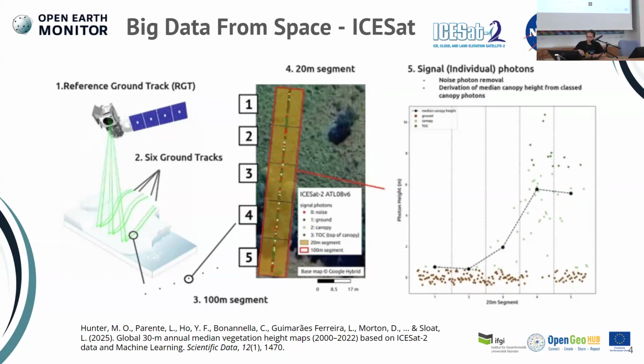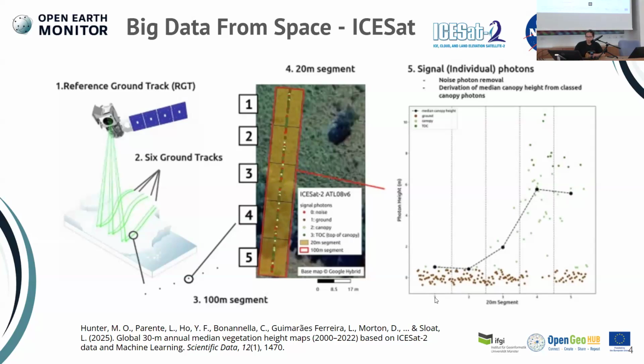The photon tracks are laid out like this, at a kind of low resolution, along the track. NASA has developed certain products to aggregate all these individual photons and make meaningful information from them.